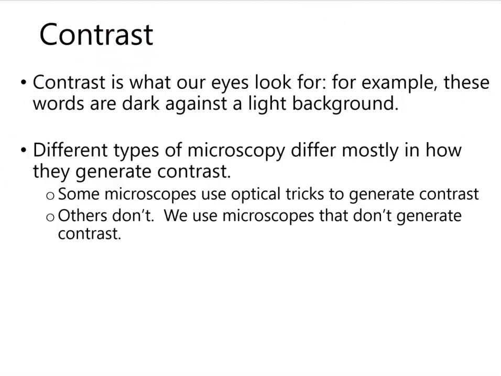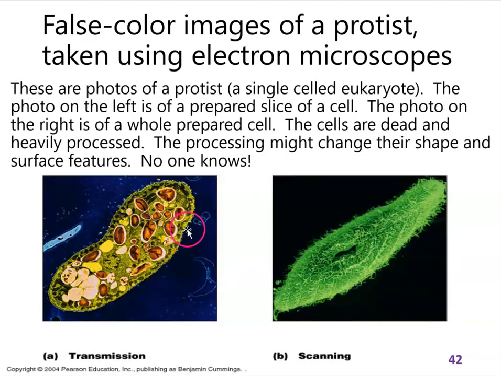If you ever use an electron microscope, you'll see you have to embed your samples in metal, or maybe you have to remove all the water and coat them with metal. That changes the shape of the cells. So electron microscopes are great. They give you pictures like this. This one is a scanning electron microscope.